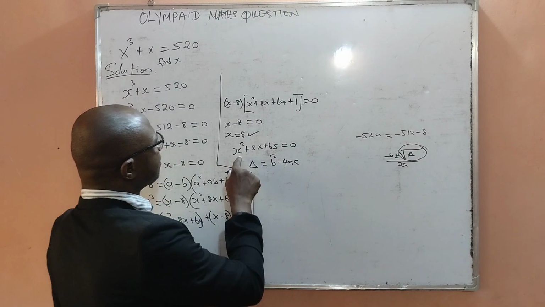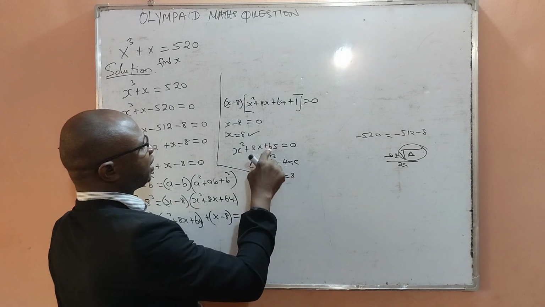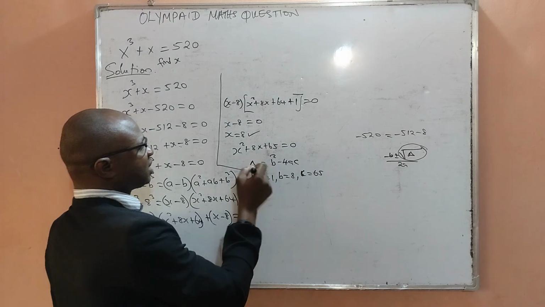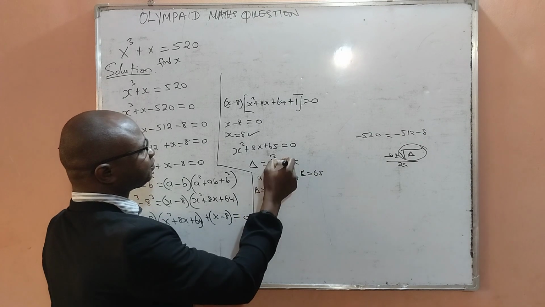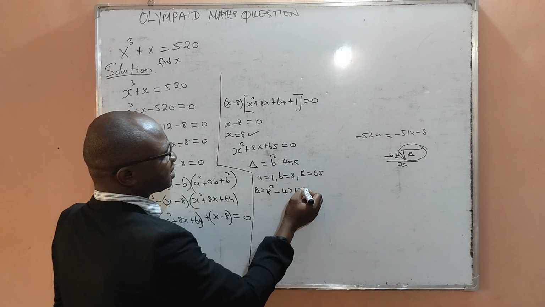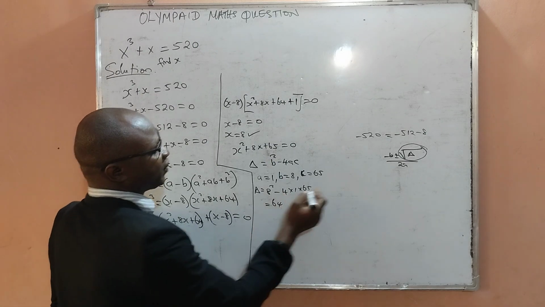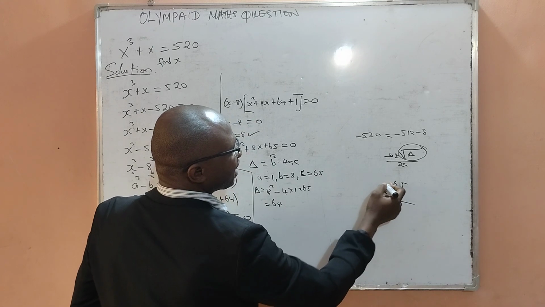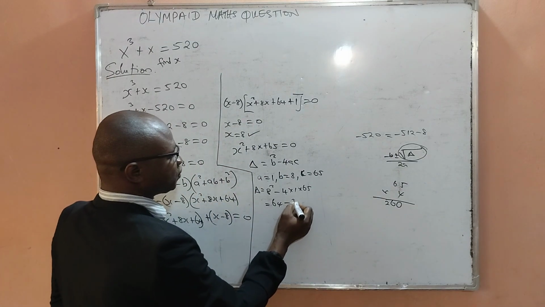So let's test it here. From this place, the value of a is equal to 1, the value of b is equal to 8, and the value of c is equal to 65. Replacing it here, I am going to have b squared, which is 8 squared, that is the value of delta, minus 4 multiplied by 1 multiplied by 65. Let's see. 8 squared is 64, then 4 times 65 is 260.